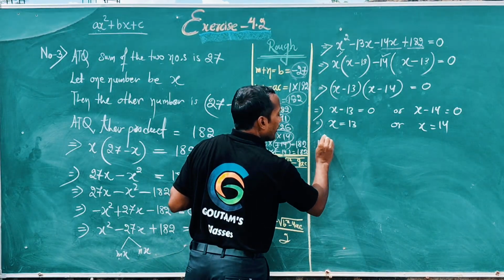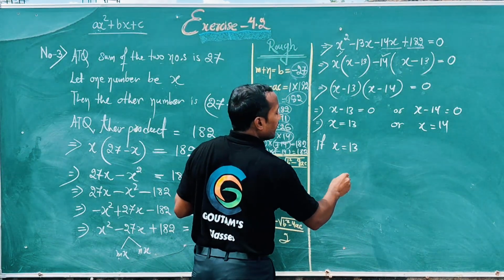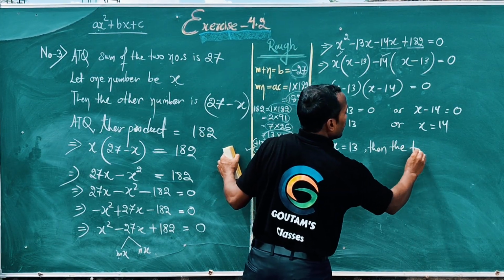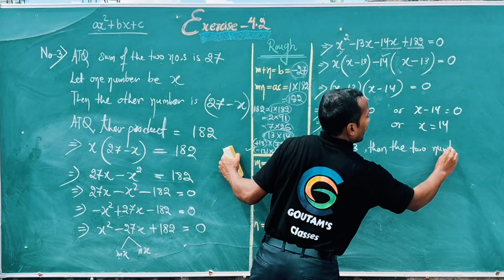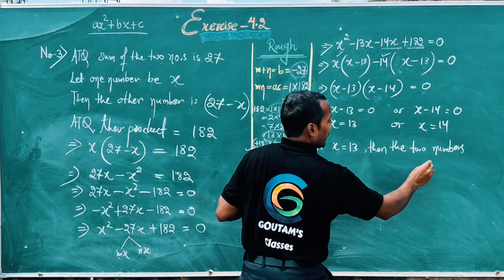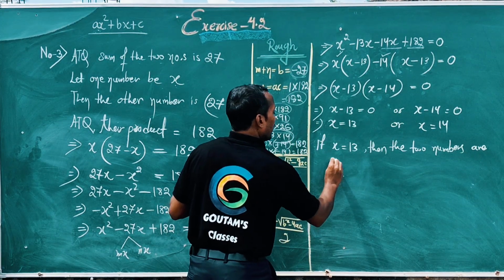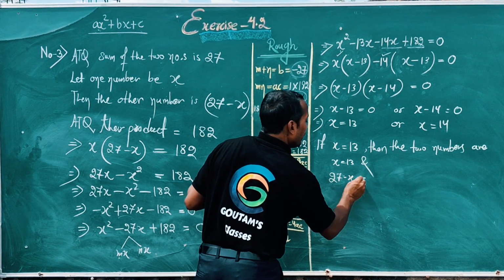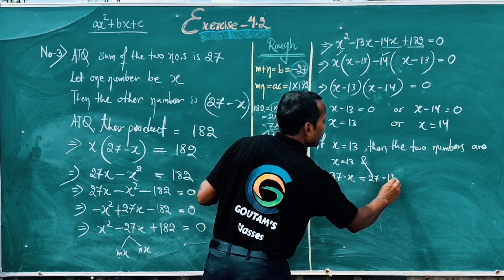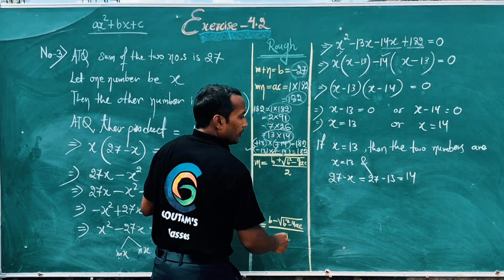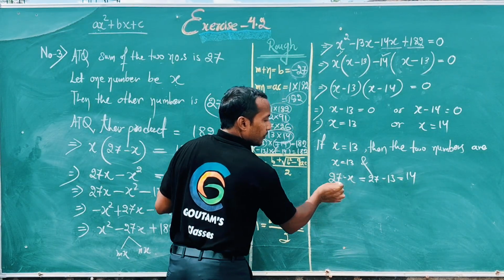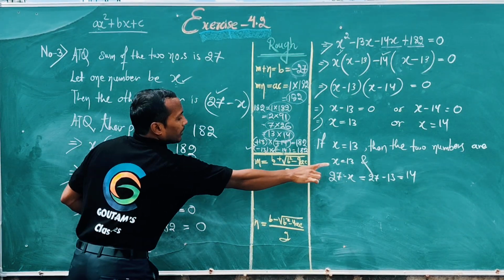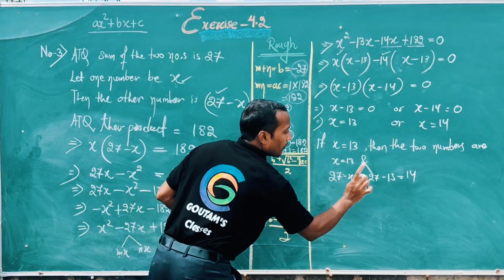Now if x is 13, then the two numbers are x equal to 13 and 27 minus x, which is 27 minus 13, that is 14. So you get 13 and 14 as your two numbers. X and 27 minus x were your two numbers. So x is 13 and 27 minus x is 14.